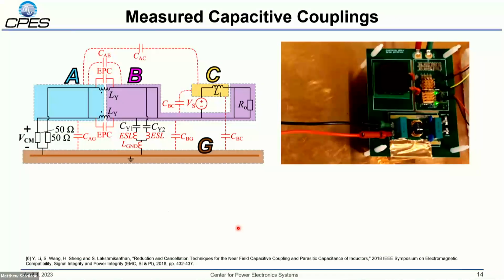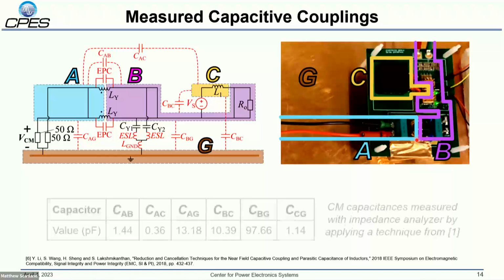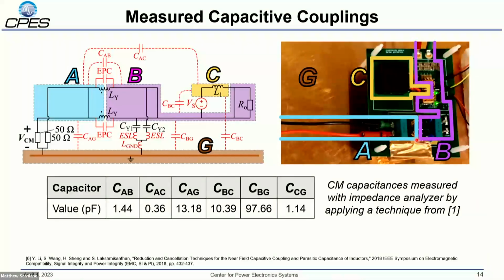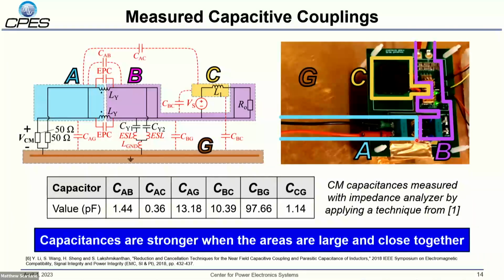So the 4 areas we've highlighted here correspond to different components, traces, and cables in our actual converter. So area A is the input power cables from the LISN, as well as the input side of the filter up to the choke. Area B is the other side of the filter, as well as the input and output power lines of the converter, including the load. Area C is our switch node and power stage inductor, while area G is the ground. So we actually measured these couplings experimentally, and the values range from about 0.1 picofarad to about 100 picofarad. And the trend is similar to a parallel plate capacitor, which is that the mutual coupling is stronger when the 2 areas are larger and close together.